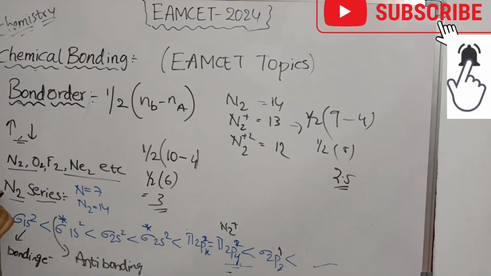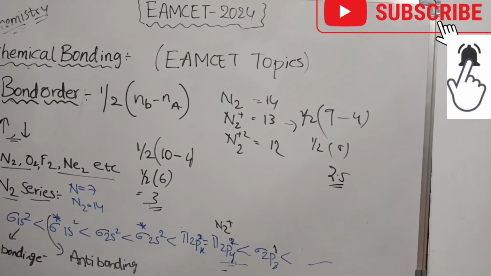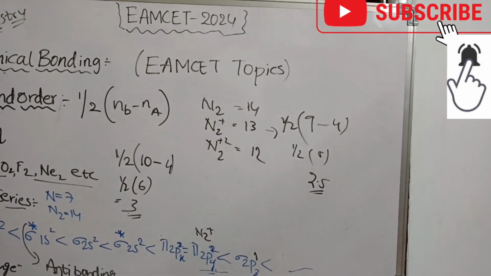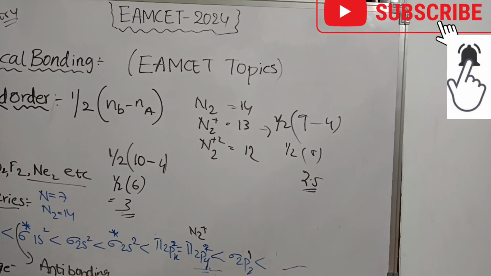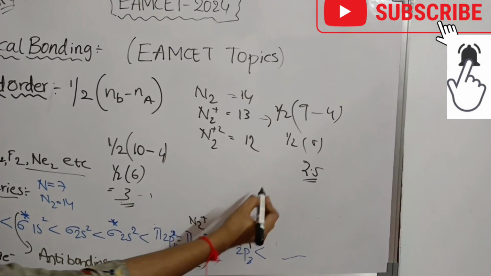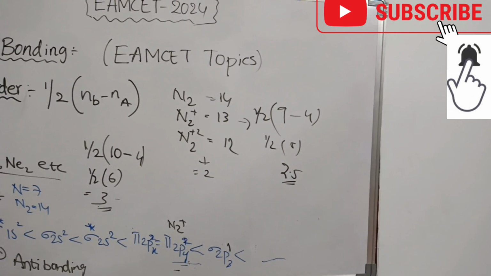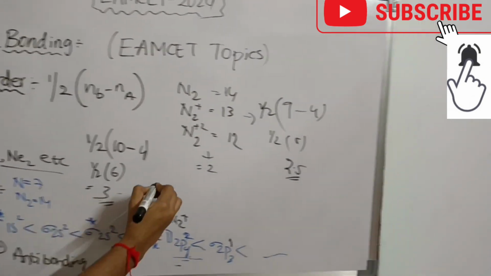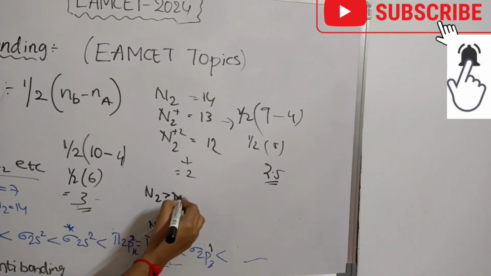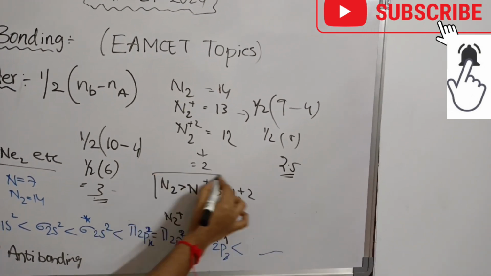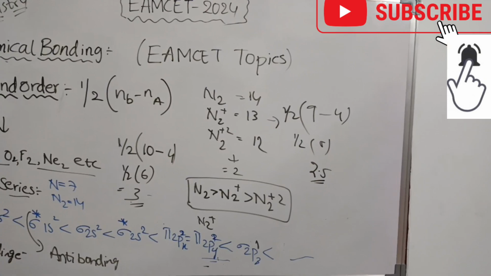Very simple. See, N2 has bond order 3. N2 plus means it is losing one electron, so minus 0.5, and we'll get 2.5. For N2 plus 2, it is losing 2 electrons, so 3 minus 1, the bond order is 2. I hope you have understood. So when they ask for the series, we will have N2 greater than N2 plus greater than N2 plus 2. So this is the N2 series we have learned in this video.